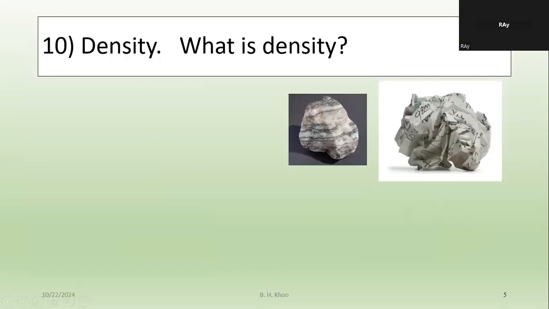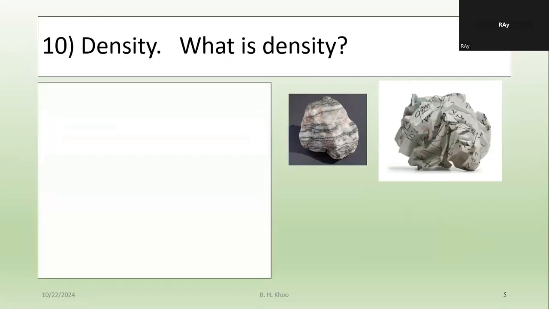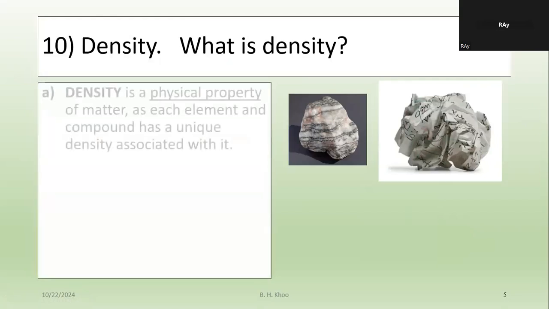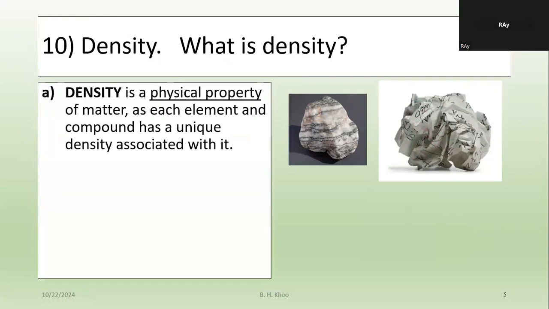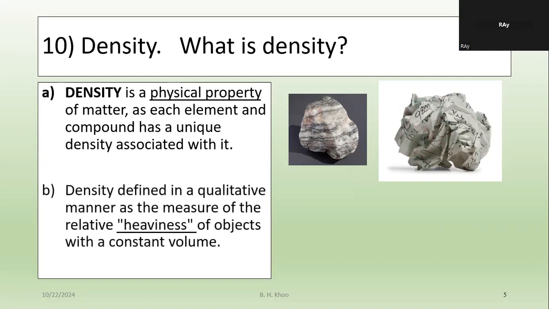Okay, density. What is density? In physics, we go to define our terms. Density is a physical property of matter, as each element and compound has its unique density associated with it. That's how we know. If we find density, we can roughly guess what's the element or the compound. Density is defined in a qualitative manner as a measure of the relative heaviness of the object with constant volume.